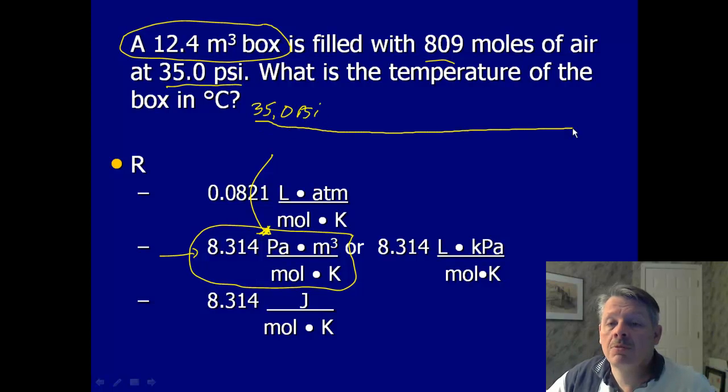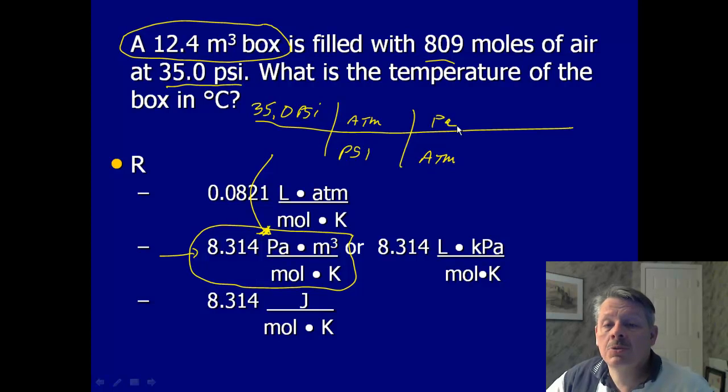And I want to convert from psi to pascals. You know how to do that? Go back and look at your old sheet. Make sure you know how to do that. Pause the video and do this. All right, we're going from psi. We can only go to atmospheres, and then from atmospheres, we can go to pascals, which is what we want.